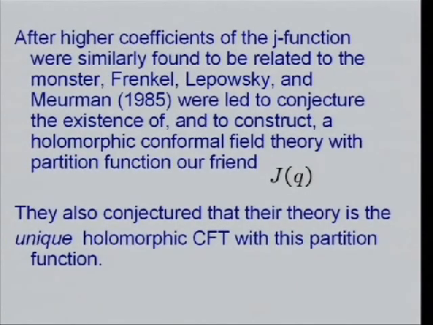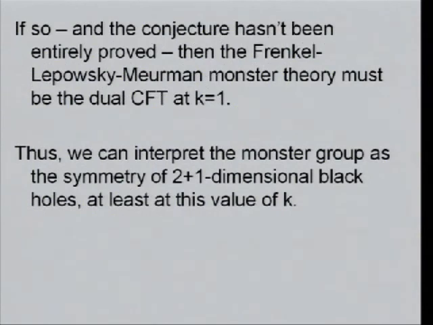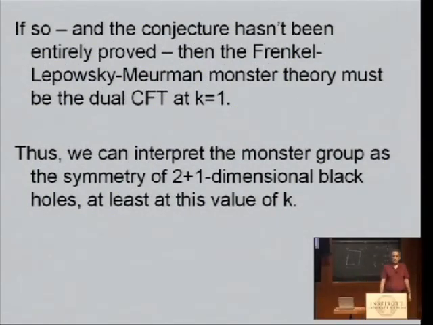And soon it was discovered that higher coefficients of the J function are similarly related to the monster, and Frenkel, Lepowsky, and Meurman constructed, well, first conjectured and then constructed, a holomorphic conformal field theory whose partition function is our friend capital J. They also conjectured that their theory is the unique holomorphic CFT with this partition function. If that's right, and if holomorphic factorization is also correct, then the Frenkel-Lepowsky-Meurman monster theory must be the right one at k equals 1.